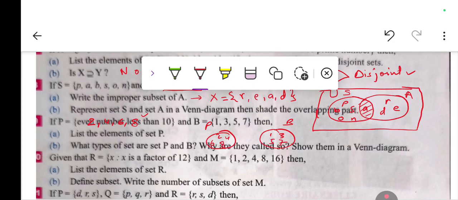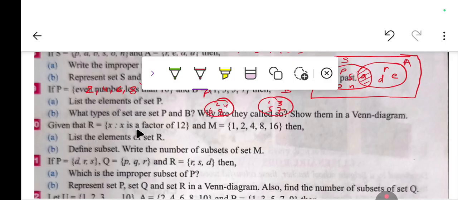Coming to the next question, let us see this one. X is a factor of 12. So what are the factors of 12? I'll list it over here only. 1 and 12, 1 times 12 is 12. Then 2 and 6, 2 times 6 is 12. Then 3 and 4, 3 times 4 is 12. We have to stop. Now there is no other number that can divide 12. So 1, 12, 2, 6, 3 and 4 are the factors of 12.